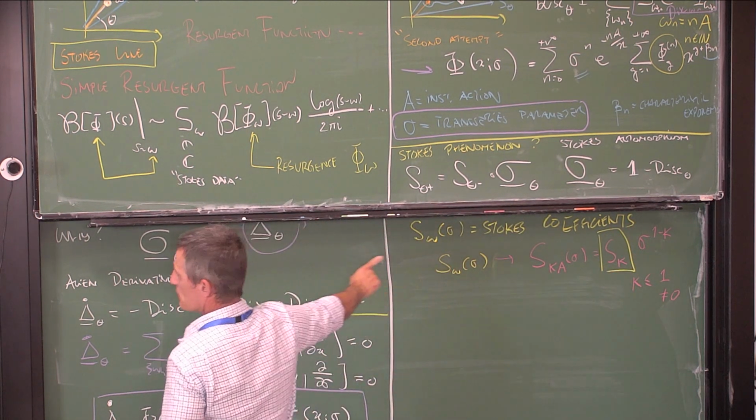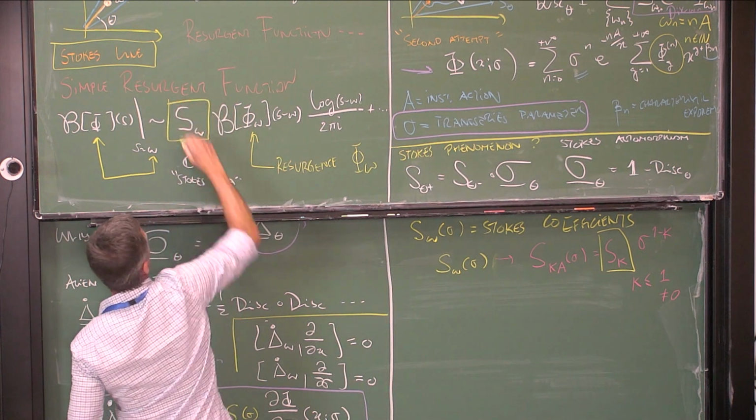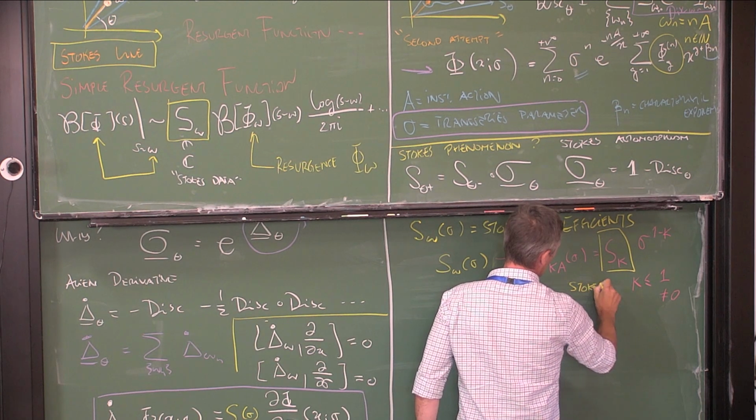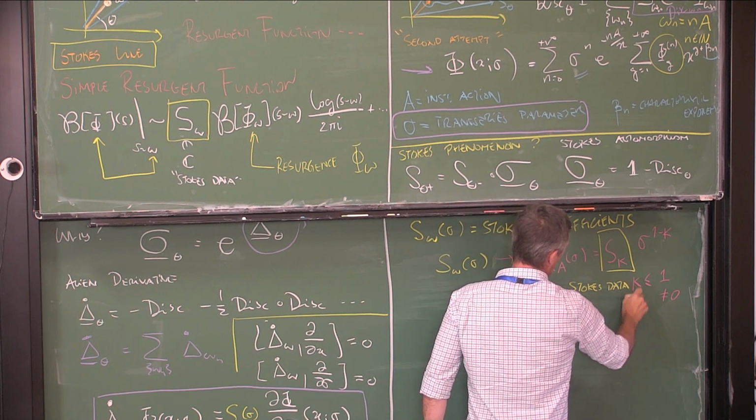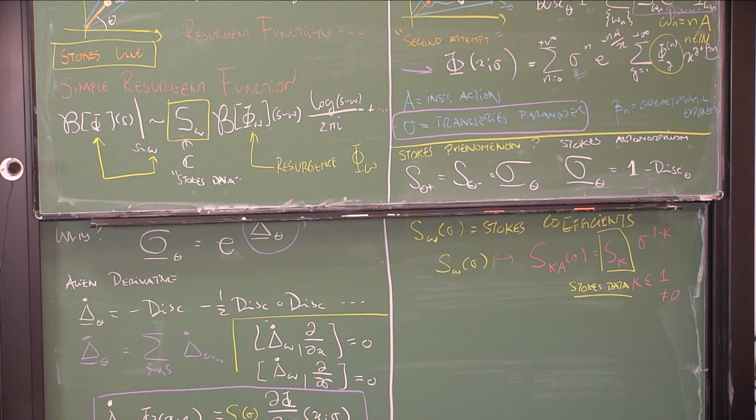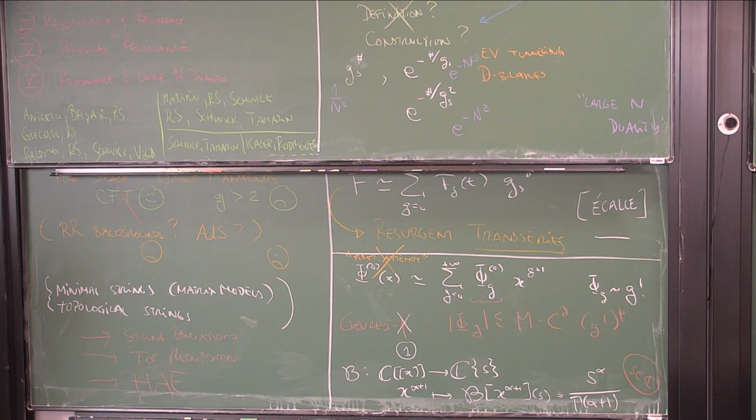Those guys are not the same as this, but they're related. That's why here I put Stokes data, and here I can really put Stokes data. For the purpose of this talk, we can assume that they're the same. There are some tabulated relations between both, and if you know one, you can easily find the others.